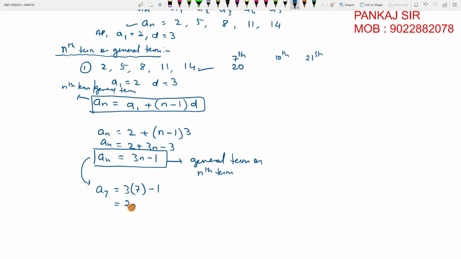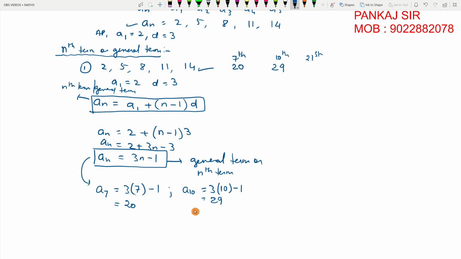Same way my 10th term will be what? My 10th term will be a10, which is equal to, in this formula, 3 times 10 minus 1. This is nothing but 10 3s are 30. 30 minus 1 is 29. So my 10th term, that is a10, is going to be 29.